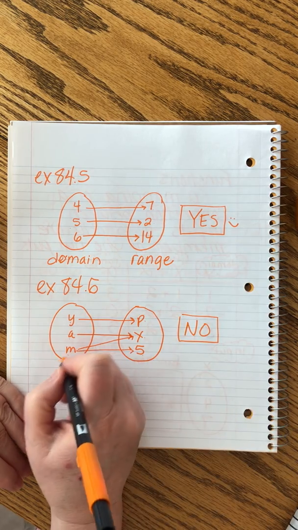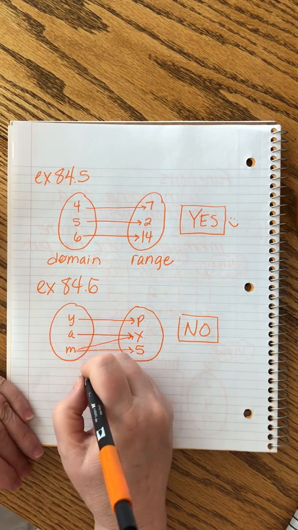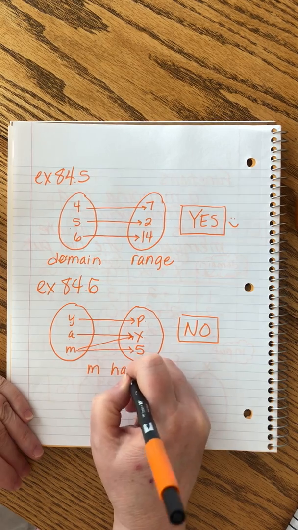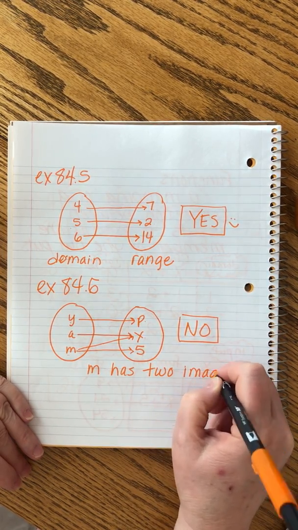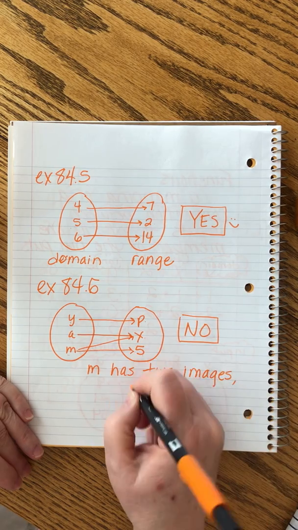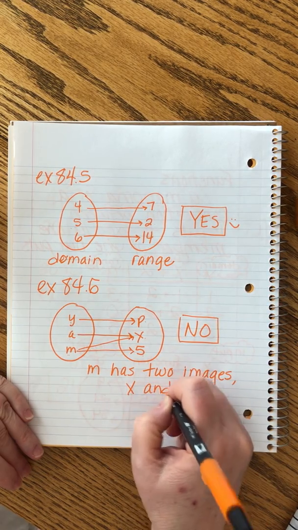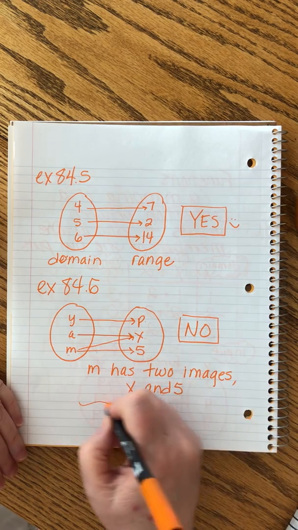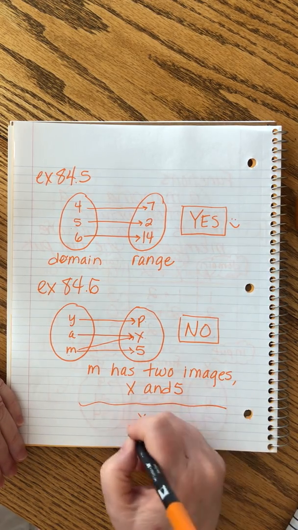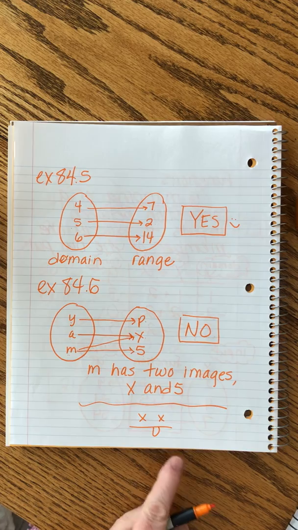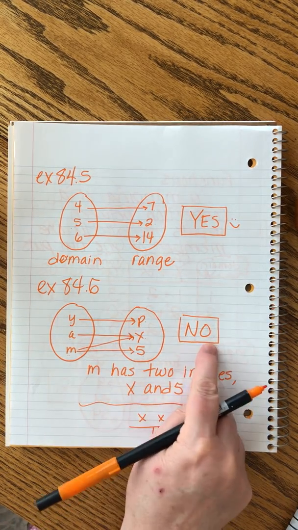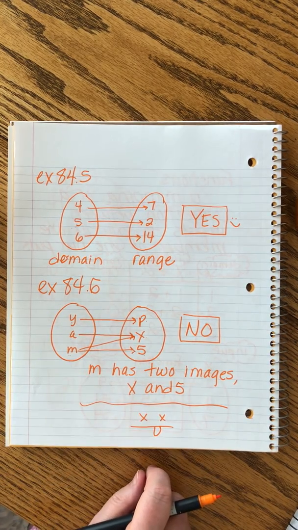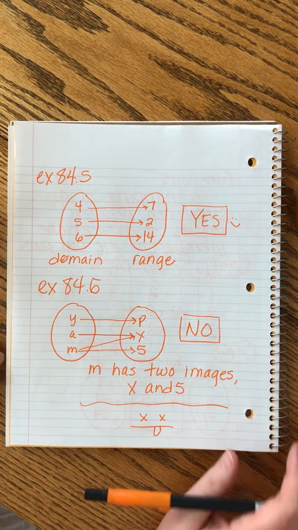And it's all because of this problem right here. M has 2 images, is the way we can say that, right? X and 5. That is the deal breaker. Mr. Yuck. Okay, that's why this is not a function. M is trying to have it both ways and it can't. All right, beautiful. Let's go on to the next one.